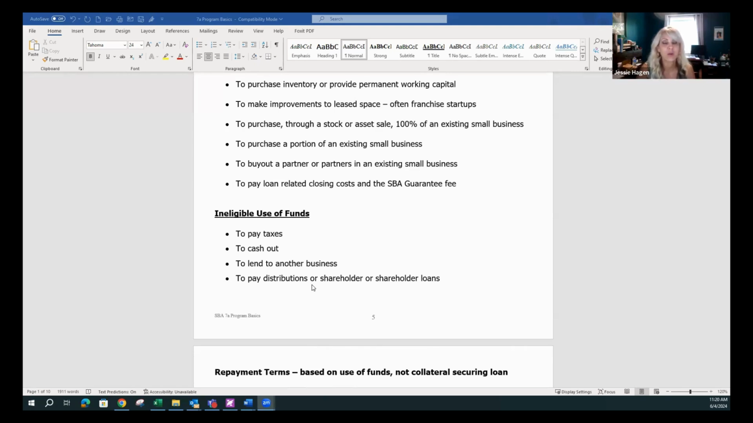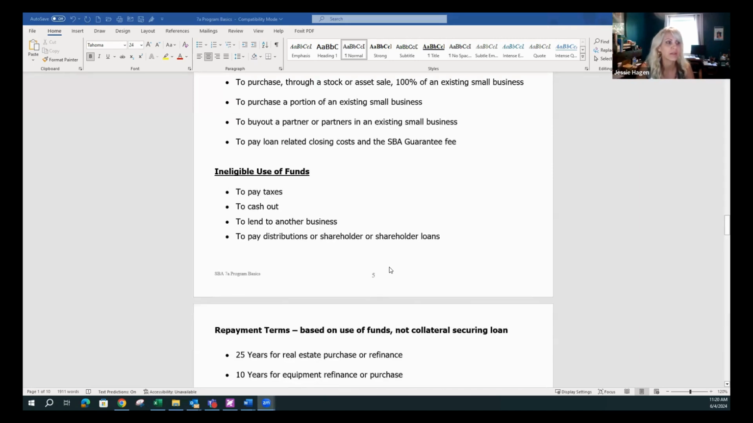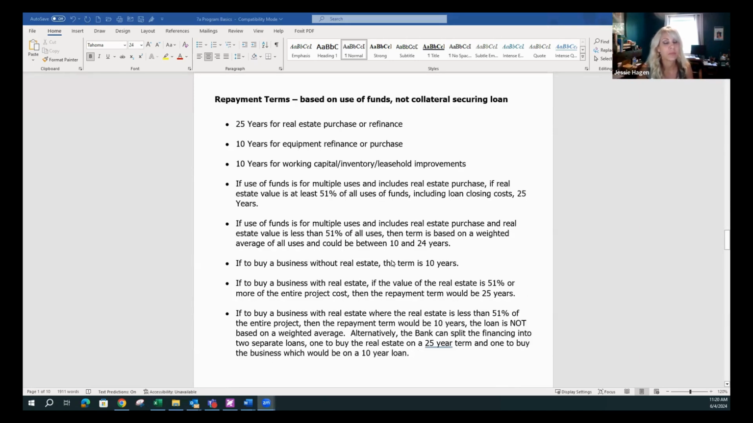SBA also does not allow funding to go towards distributions, shareholder notes, anything where it's not beneficial to the business. It might be beneficial to a principal. Those are not SBA type of a product. So the key is whenever somebody's looking for financing, what exactly is the money to be used for? Not what's the collateral to secure it, but what will the money be used for? That determines eligibility.